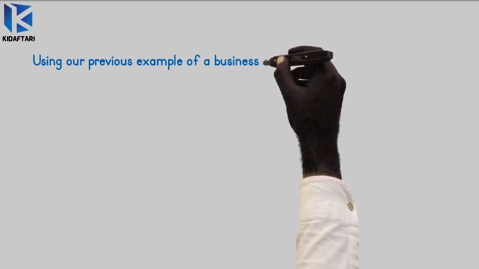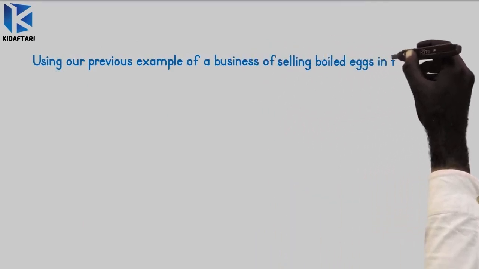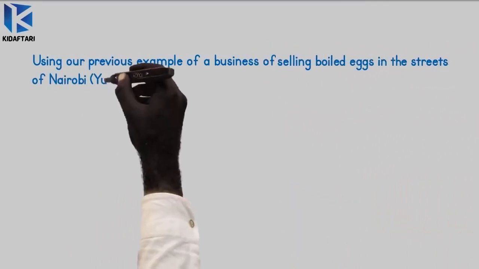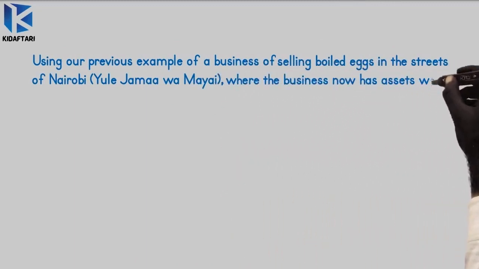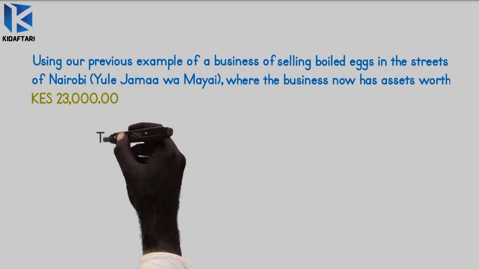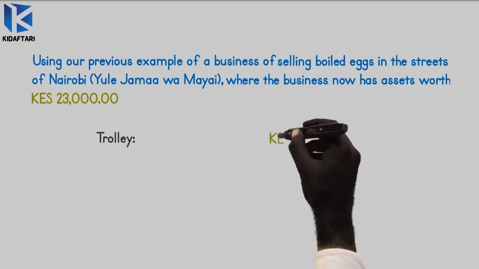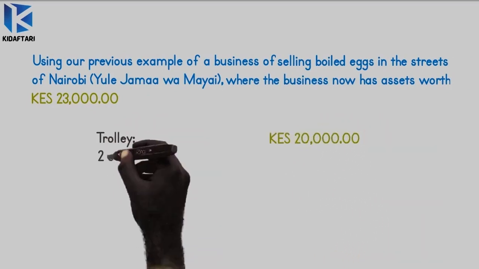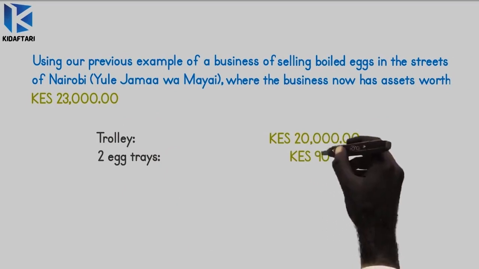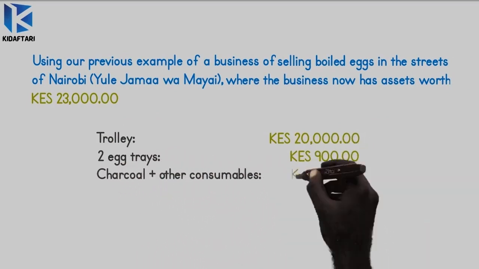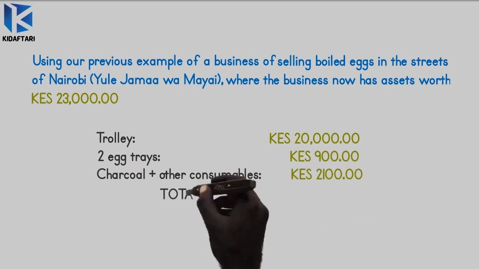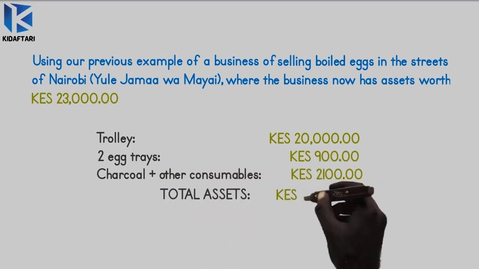Using our previous example of a business of selling boiled eggs in the streets of Nairobi, Yule Jamwa Mayai, where the business now has assets worth 23,000 Kenya shillings. Trolley, 20,000 Kenya shillings. 2 egg trays, 900 Kenya shillings. Charcoal and other consumables, 2,100 Kenya shillings. Bring the total assets to 23,000 Kenya shillings.